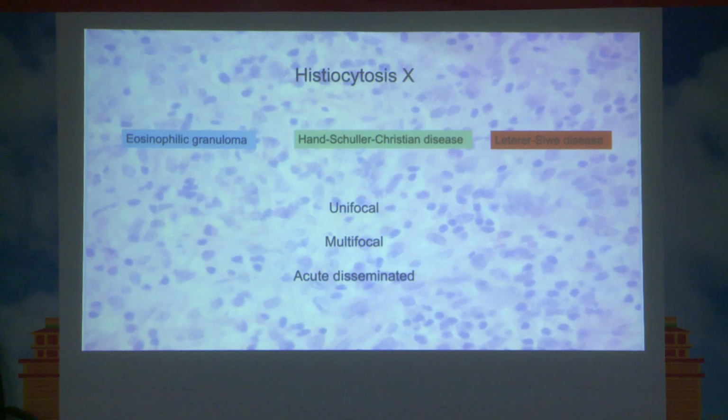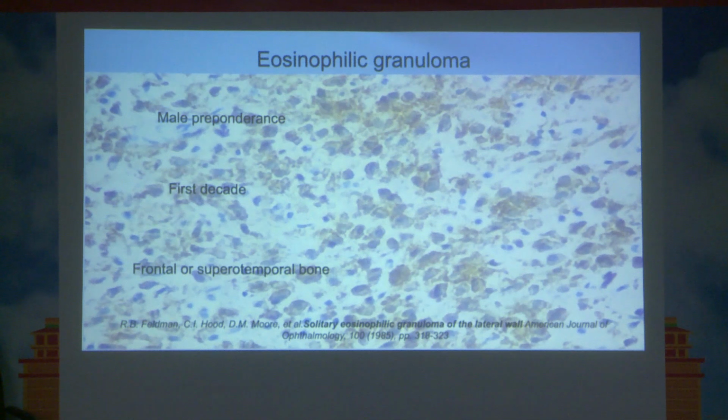I'll quickly touch upon the histiocytosis X, which includes eosinophilic granuloma, which is the most common of these presentations, and it depends on unifocality, multifocality, or acute disseminated disease, which can be Hand-Schüller-Christian disease, which is multifocal involvement, or Letterer-Siwe disease, which is acute disseminated fulminant disease. Eosinophilic granuloma amongst these is the most common. It has a male preponderance which presents in the first decade. It generally involves the frontal or the superotemporal bone.